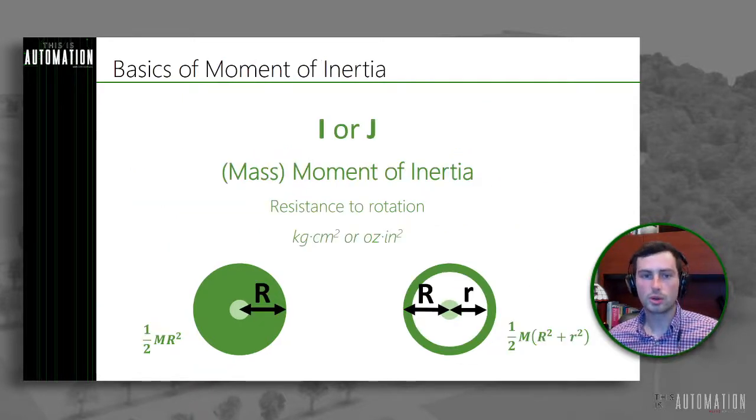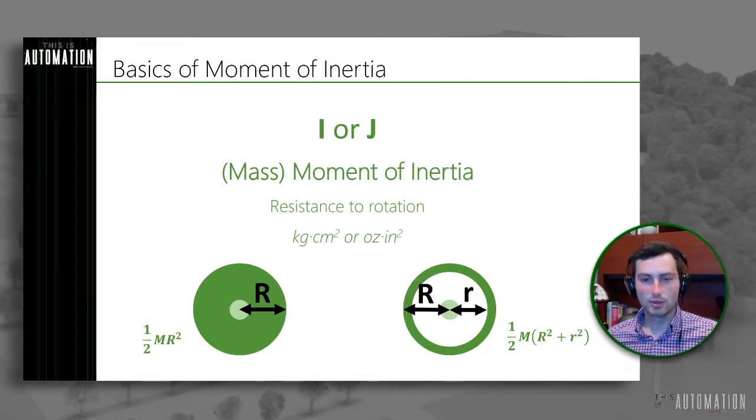One new term we're going to introduce today is called moment of inertia. We'll be talking specifically about the mass moment of inertia. The easiest way to think of this is as any object's resistance to rotation. The more resistant it is to rotation, the higher moment of inertia it's going to have, and the less resistant, the lower moment of inertia. The units for this one are kind of interesting. It's typically shown in kilograms centimeter squared, or sometimes kilogram meter squared, or ounce inches squared, or pound mass inches squared, depending on where you're looking and which part of the world you're in.